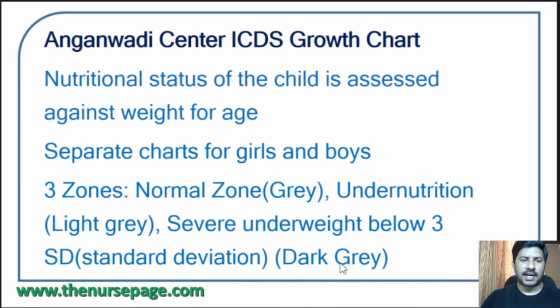It is mentioned as 3 zones. The normal zone is colored in grey, undernutrition, that is mild undernutrition, is colored in light grey, and severe underweight, below 3 standard deviation, is mentioned in dark grey. So in Anganwadi Center ICDS growth chart, there will be 3 zones: normal zone, undernutrition zone, severe underweight zone. Each zone is mentioned in different colors: grey, light grey, and dark grey.